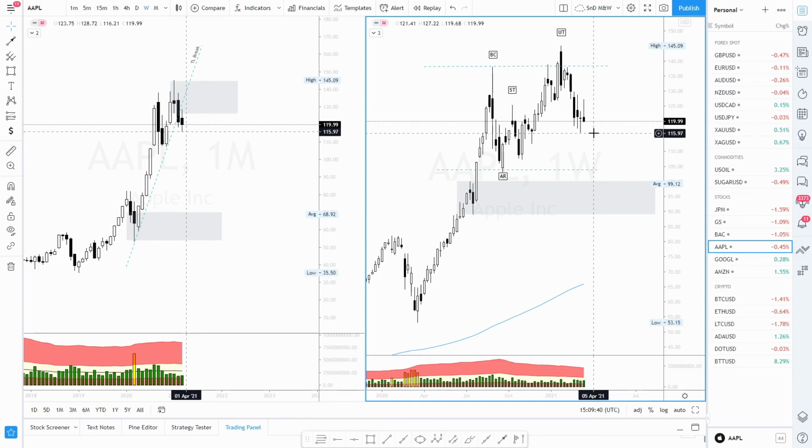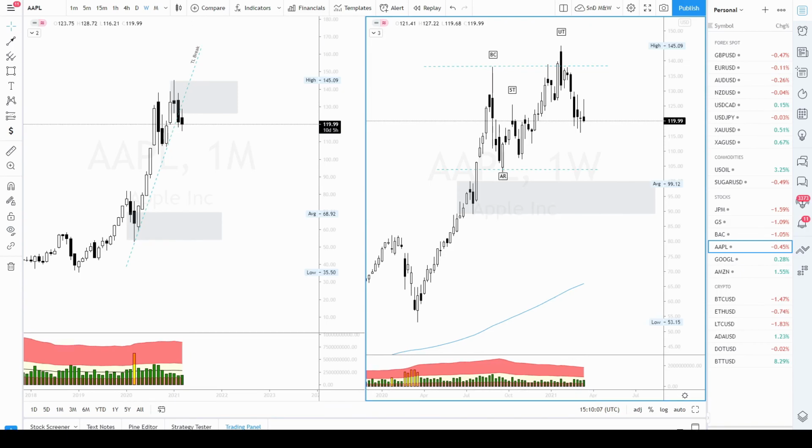So I use a lot of the fundamentals. I use supply and demand with Wyckoff. So that's my main strategy that I'm using on all of my charts.